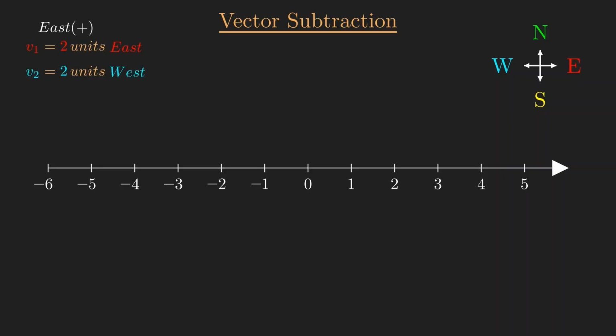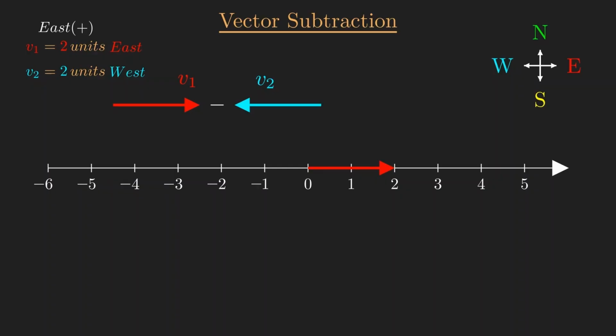Consider that I have V1, and I need to note that I'm taking east to be positive. So V1 is 2 units east and V2 is 2 units west. Now, what is V1 minus V2? If I subtract V2 from V1, what do I get?